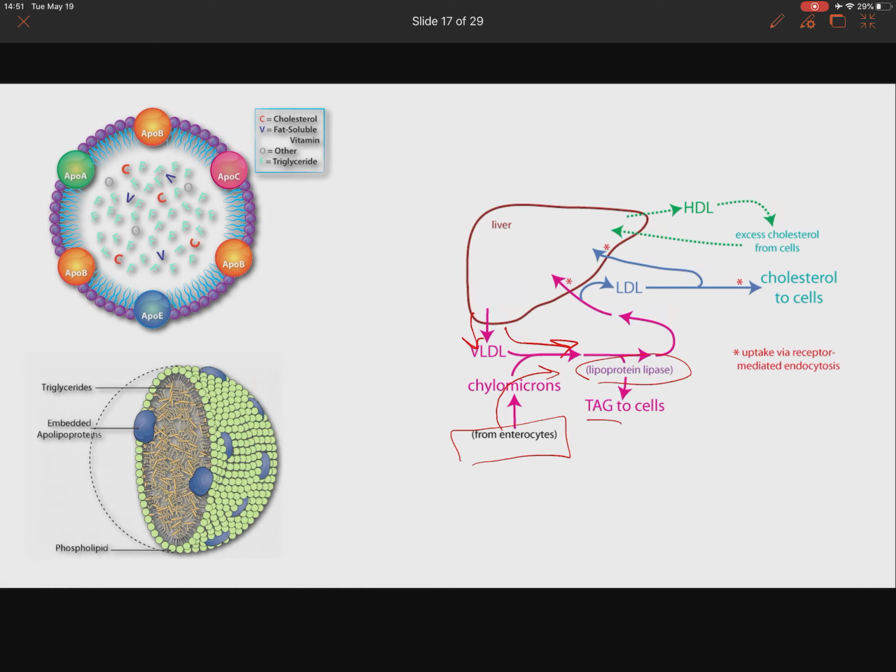Lipoprotein lipase, we just talked about that, delivers triacylglycerides to the cell. Now, as they lose those, they become more dense, and so they go back to the liver, where they get repackaged and remodeled as LDL. So then they come back out as LDL.